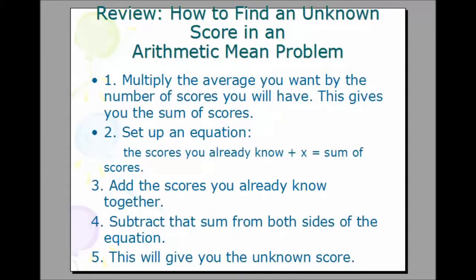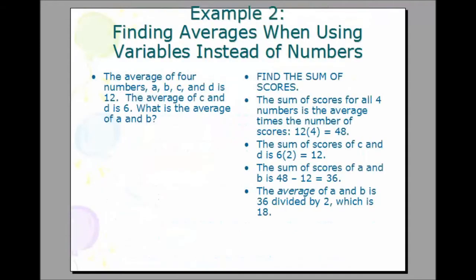Review how to find an unknown score in an arithmetic mean problem. Multiply the average by the number of scores you will have. This gives you the sum of scores. Set up an equation. The sum of the scores you already know plus x equals the sum of scores. Add the scores you already know together. Subtract that sum from both sides of the equation. This will give you the unknown score.